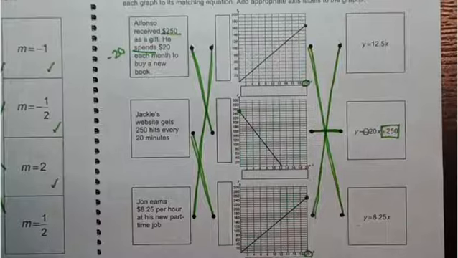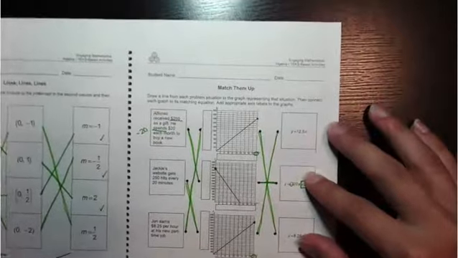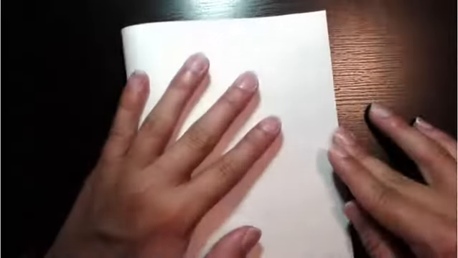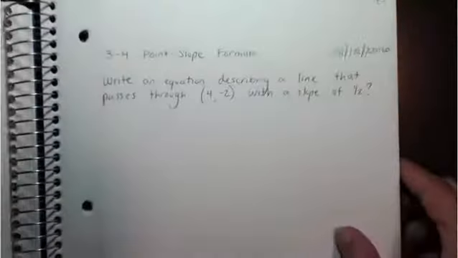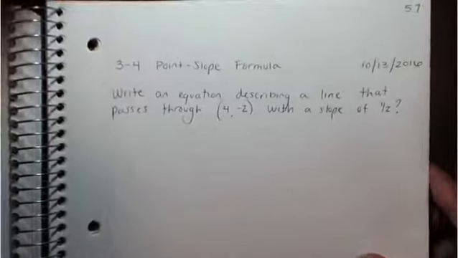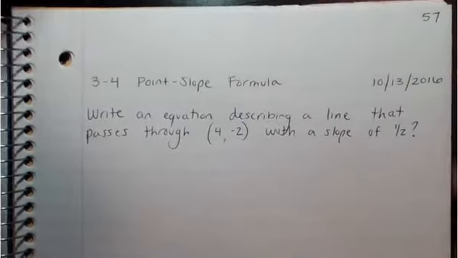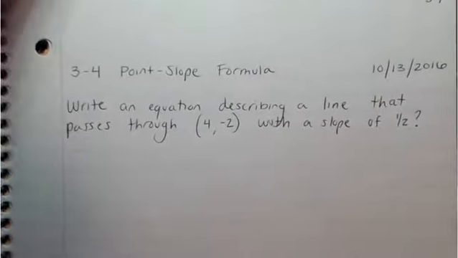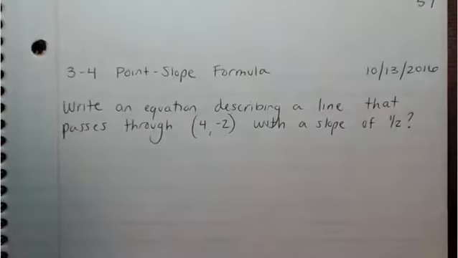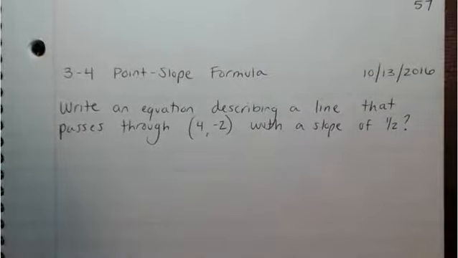Okay, what I want you to do now is, once you have this information, I want you to fold this in half, and we're going to glue this in, just because it's going to be a great tool to look at later on. So wherever you do your warm-ups, I want you to go ahead and glue that in. And once you have that glued in, I want you to go ahead and head the next page in your journal with what we're doing today. It is 3-4 point slope formula. Today is October 13th, 2016.